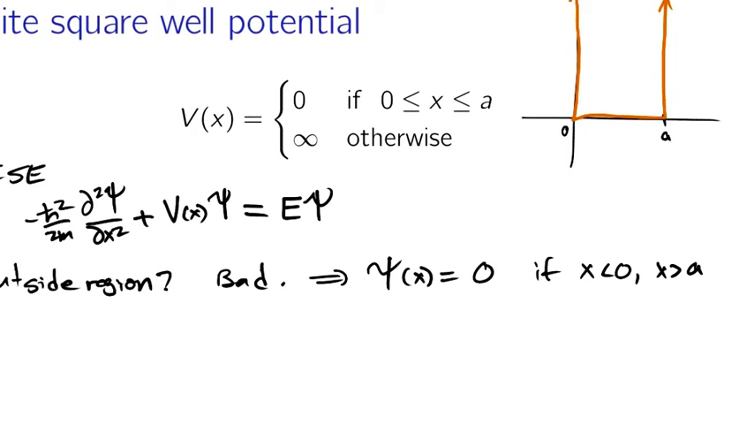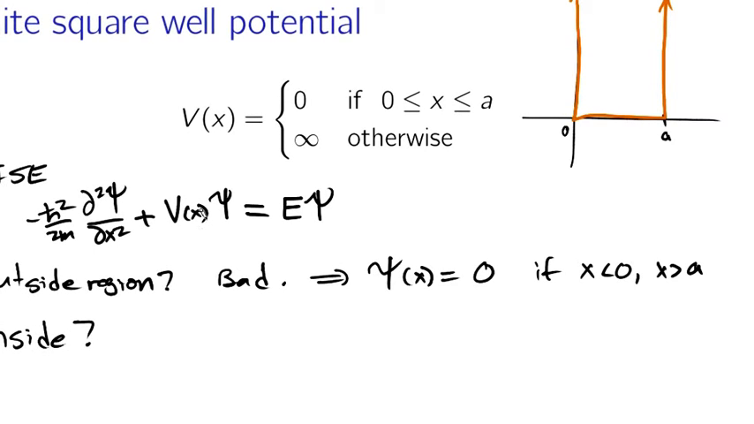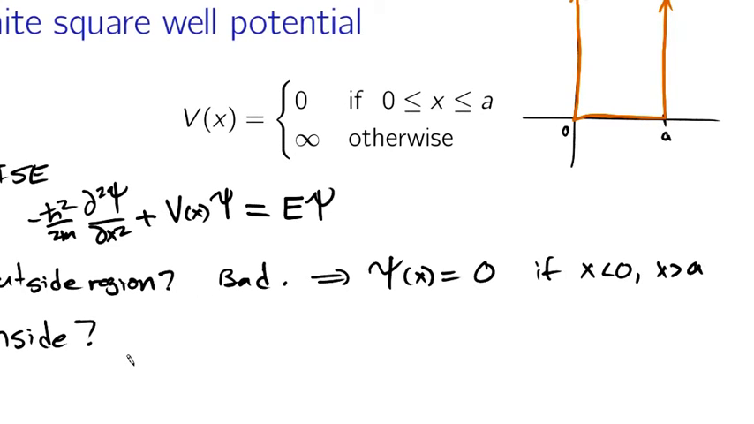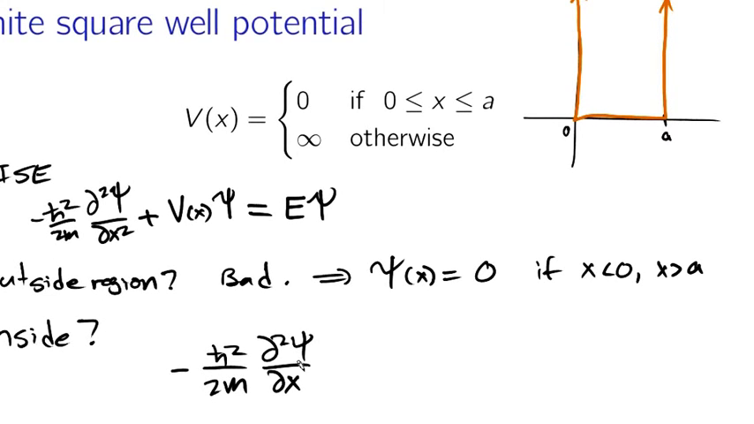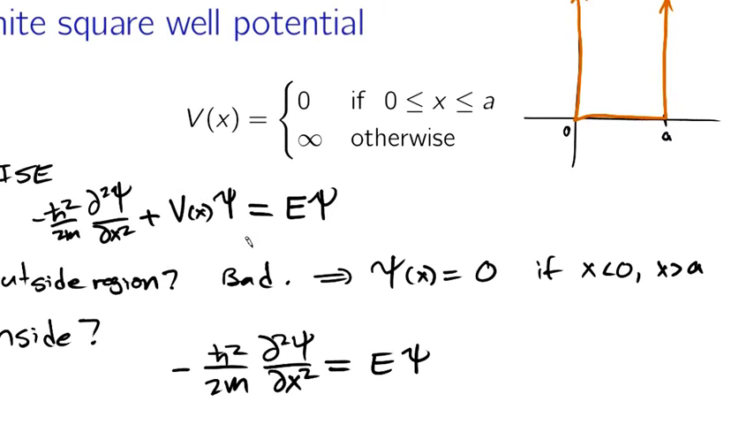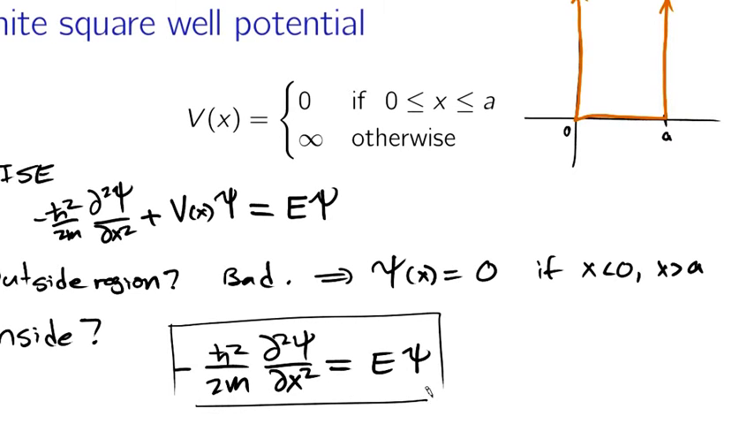Now, what if we're inside? Then V of x is 0, and we can cancel this entire term out of our equation. What we're left with then is minus h bar squared over 2m, second partial derivative of psi with respect to x, is equal to E times psi, just dropping that term entirely. So this is the time-independent Schrodinger equation that we want to solve.